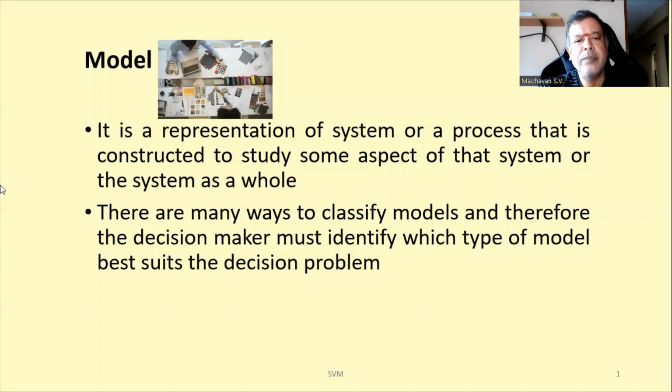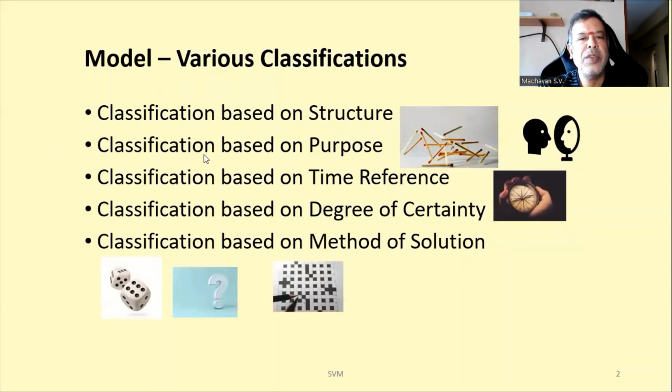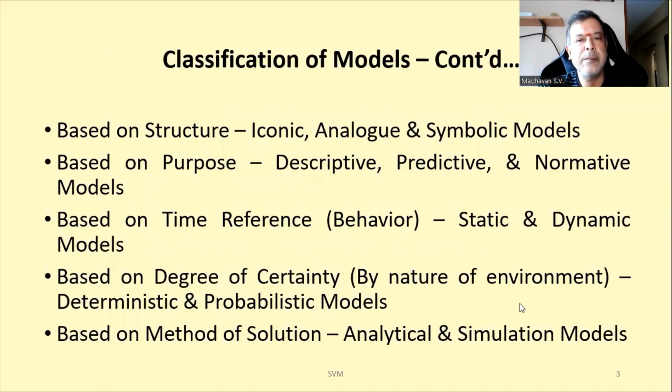There are many ways to classify models, and hence the decision maker must identify which actually suits his decision making problem. The various classifications are: classification based on structure, based on purpose, based on time reference, based on degree of certainty, and based on method of solution. We'll see each of them separately.